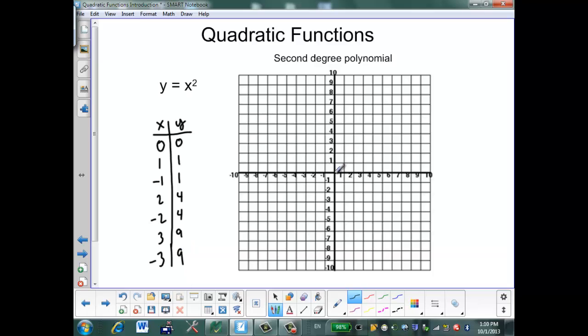Now I'm going to graph this on my axis. So 0, 0, over 1 up 1, over 2 up 4, over 3 up 9. And I'm going to do the same thing on the other side. -1, 1, -2, 4, -3, 9, because these points correspond to the points that I calculated into my table of values. So this is the shape of a quadratic. This is the basic quadratic shape, and we call this shape a parabola.